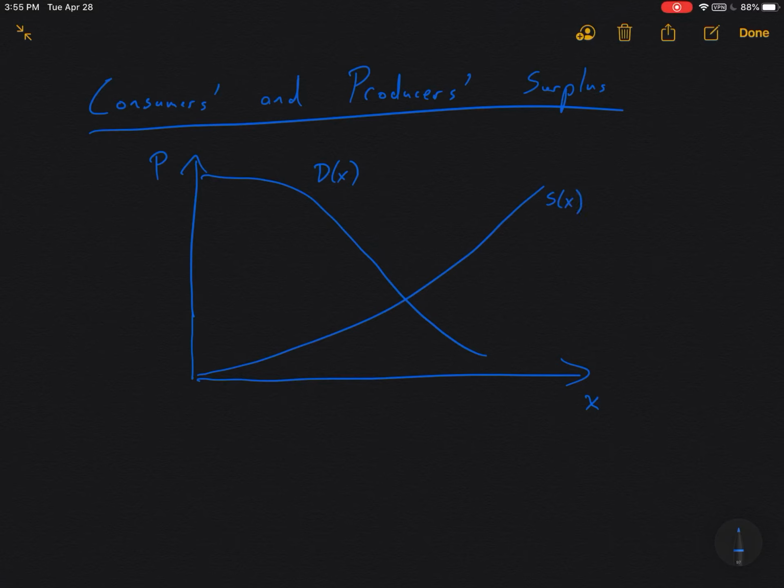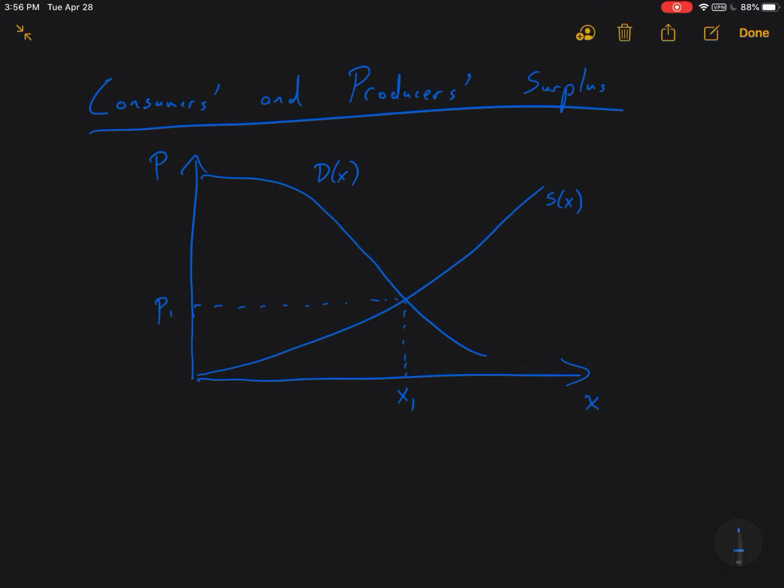So the demand is the one that's going to go down as the price goes up, and the supply is the one that's going to go up as the price goes up, because suppliers want to be putting more supplies on the market if the market is giving them a higher price. So the intersection of these two curves is what we called the equilibrium price and the equilibrium quantity. So this equilibrium quantity is called X1, and the equilibrium price we'll call P1.